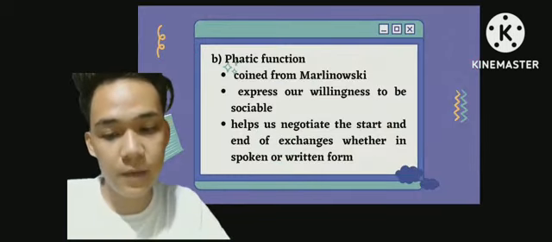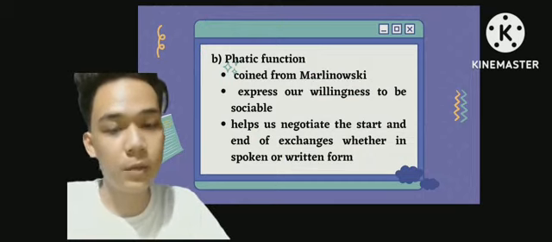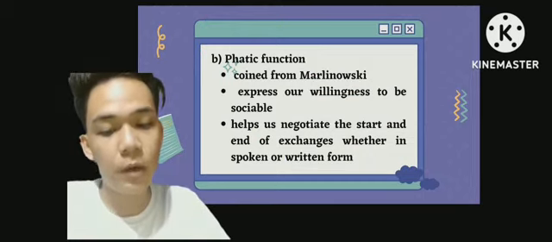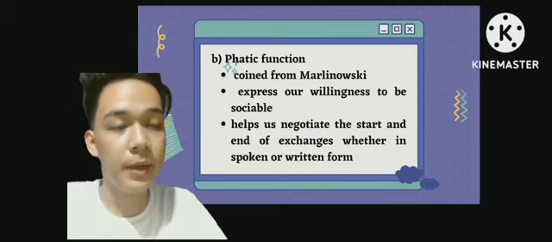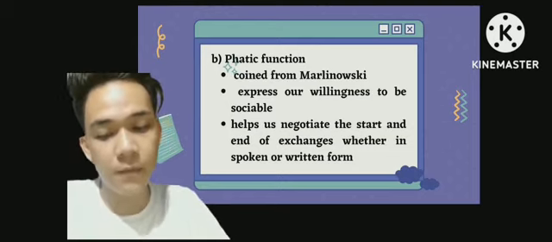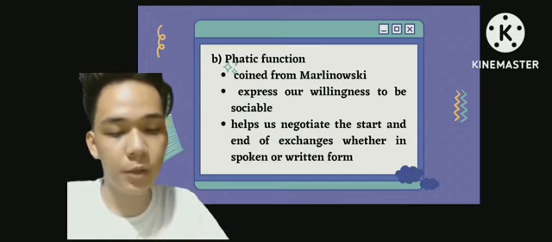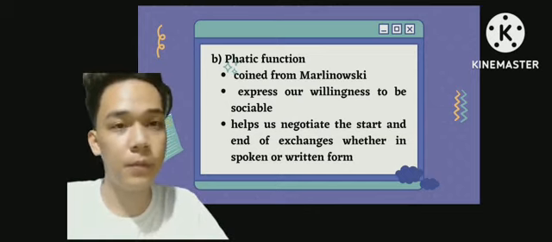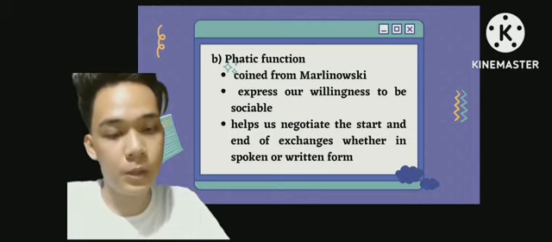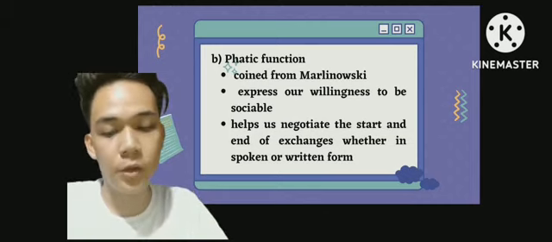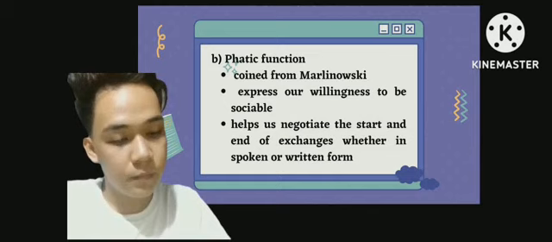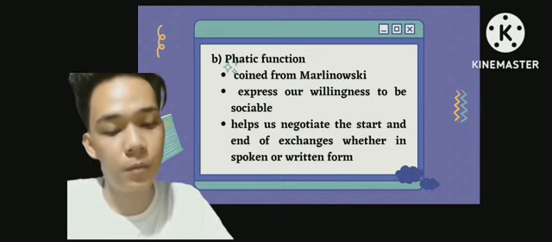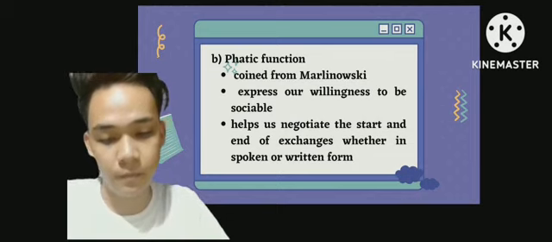The next one is phatic function. It is coined from Malinowski. It is expressing our willingness to be sociable. It helps us to negotiate the start and end of an exchange, whether in spoken or written form. Phatic function is used to establish a social connection without really communicating any meaningful information. This type of language is used to start or stop a conversation or to check the connection between the sender and the receiver. Some of these are, how are you, I'm fine, and see you later.